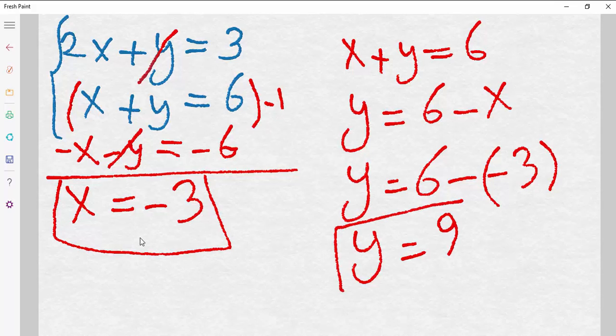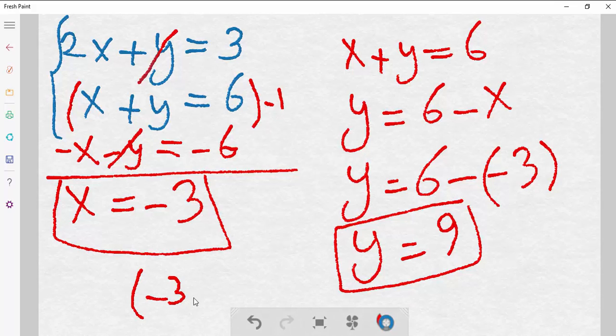And this point, the point x negative 3 and y 9, is the answer for the system of linear equations. Let's try that. If x is negative 3 and y is 9, negative 3 plus 9 equals 6, that works in this equation. 2 times negative 3 is negative 6, and negative 6 plus 9 equals 3.